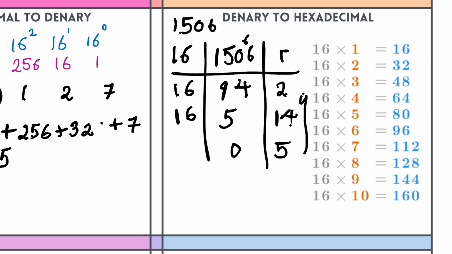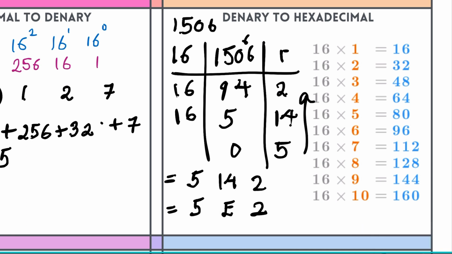And remember, we're writing from bottom upward, so we have 5, 14, 2. But remember, in hex we don't have 2-digit numbers, we have letters. And if 15 is F, then 14 is E, right? So we have 5E2, and that is it. This is basically all you have to do to convert from denary to hexadecimal, and I hope you realize that it's quite similar to the denary to binary.